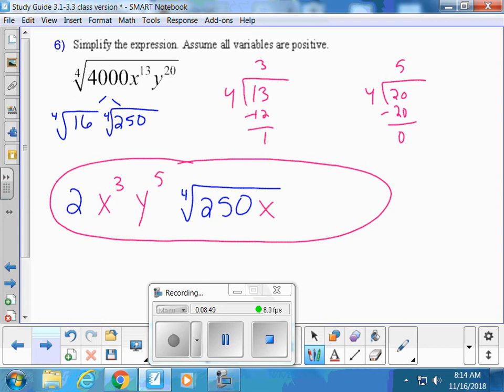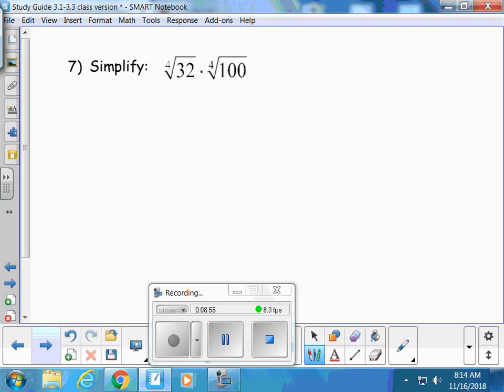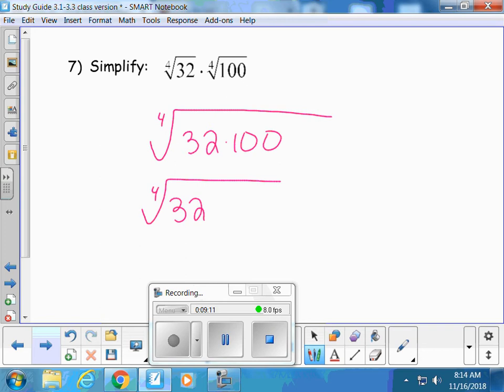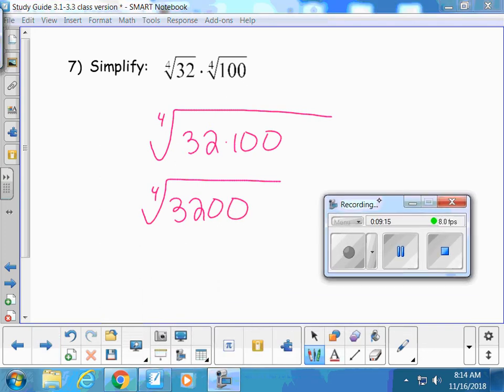All right, why don't we do 7 while we're here? I had some people chatting and they're like, I can't quite break that 100 down into a perfect 4th root. Well, let's put the 32 and the 100 all together under the same radical. 32 times 100 is what? 3,200. And then let's see if we can break anything out.